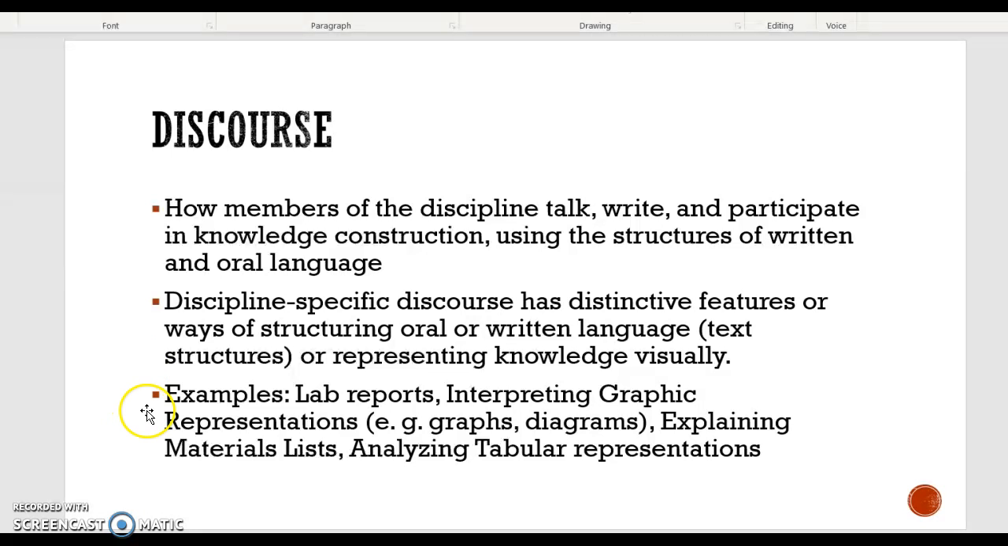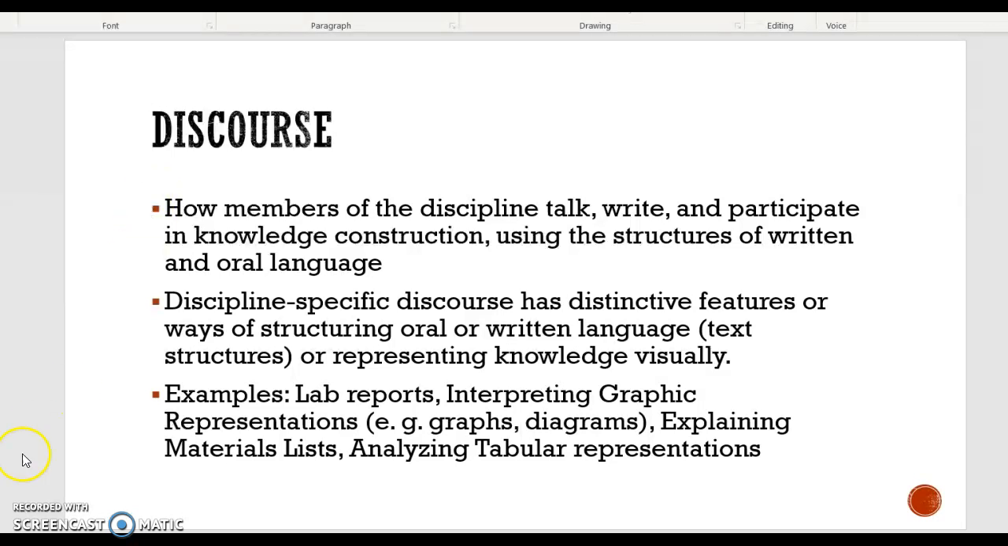So for example, in science, we have lab reports that we use to present information, our findings. We interpret graphic representations, so graphs and diagrams. Maybe a paragraph explaining a diagram would count as discourse, or explaining materials lists, or even having a materials list, or analyzing tabular representations. So analyzing tables, writing about these tables, analyzing that information, these all count towards discourse. And it prompts the use of vocabulary as well.